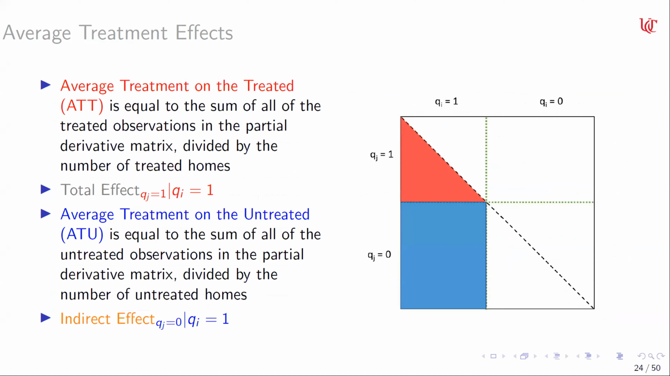So if we go back to the partial derivative matrix here, I've split it again by time, but now we have treatment is to the left and to the top, and untreated are to the bottom and the right. So down here we have the untreated houses, which are affected by treatment on these houses. And this will be our indirect effect or our average treatment on the untreated. And then we have the total effect on the treated, which is our direct effect plus our indirect effect on the treated homes.